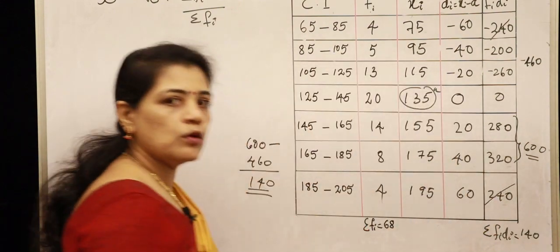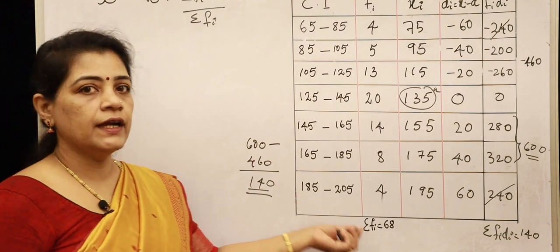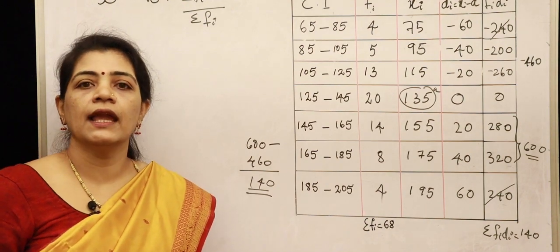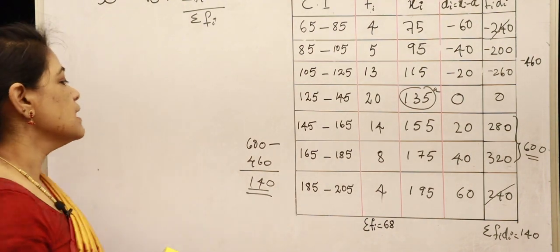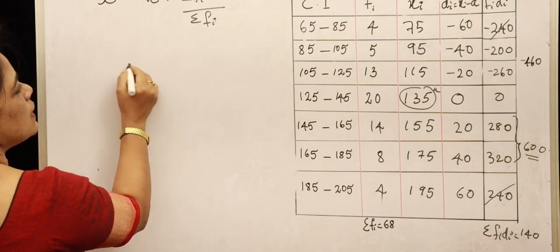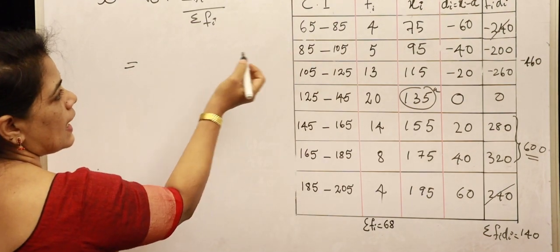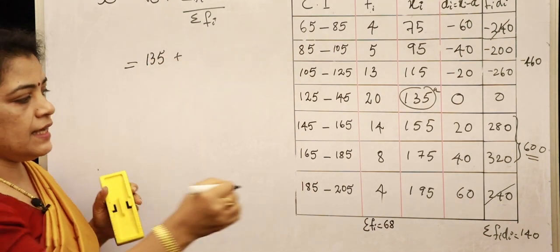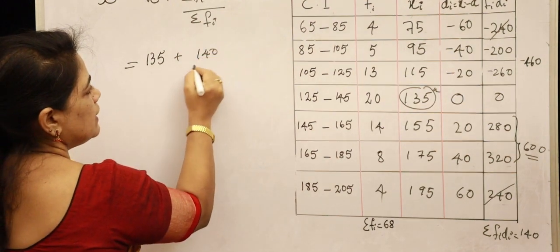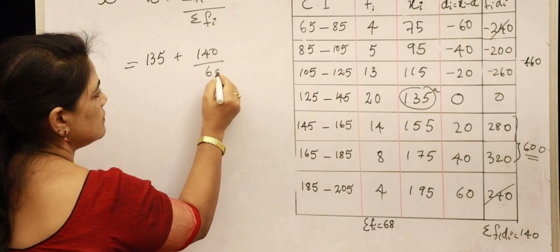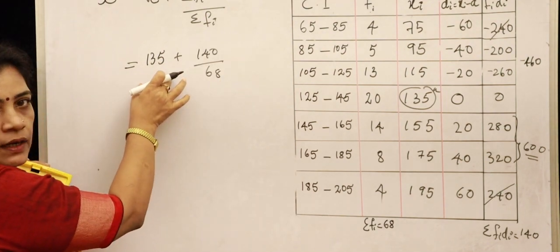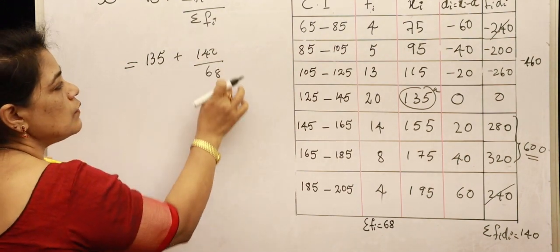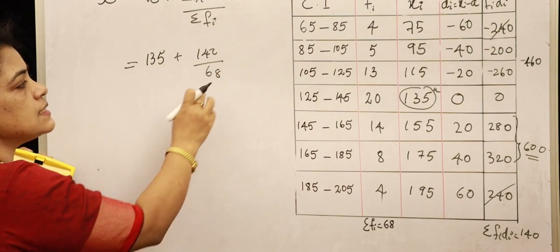And in the next step we are going to substitute all these required entries in the given formula, that is x bar is equal to, by assumed mean method, a plus sigma fi di divided by sigma fi. So here a is chosen as 135 plus sigma fi di is 140 divided by 68. This is a fraction and this is a whole number. That should be very carefully noted. Now we are going to divide 140 by 68.